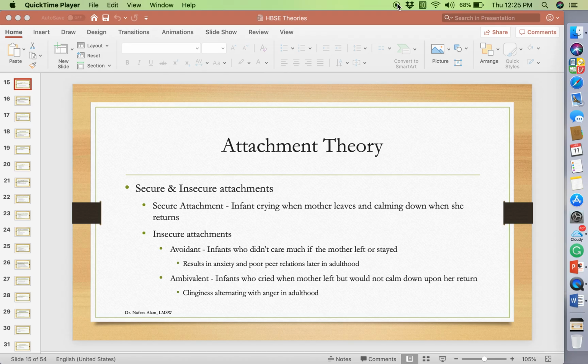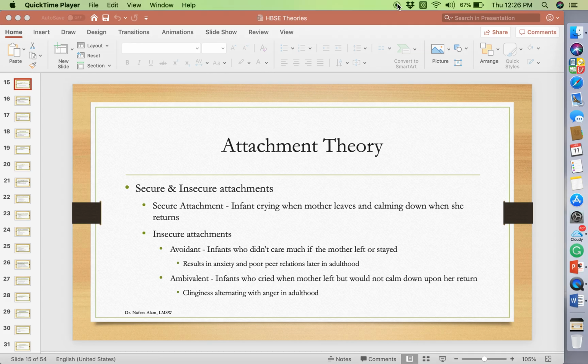Attachment theory talks about secure and insecure attachments. Secure attachment is when an infant is crying when the mother leaves, and calms down when she returns. Within insecure attachments, there are two. The first is avoidant insecure attachment, where infants didn't care much if the mother left or stayed. This results in anxiety and poor peer relations later in adulthood.